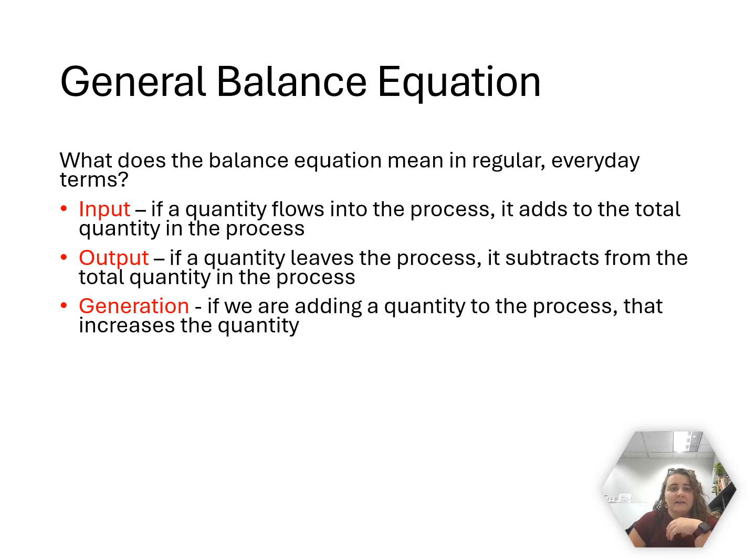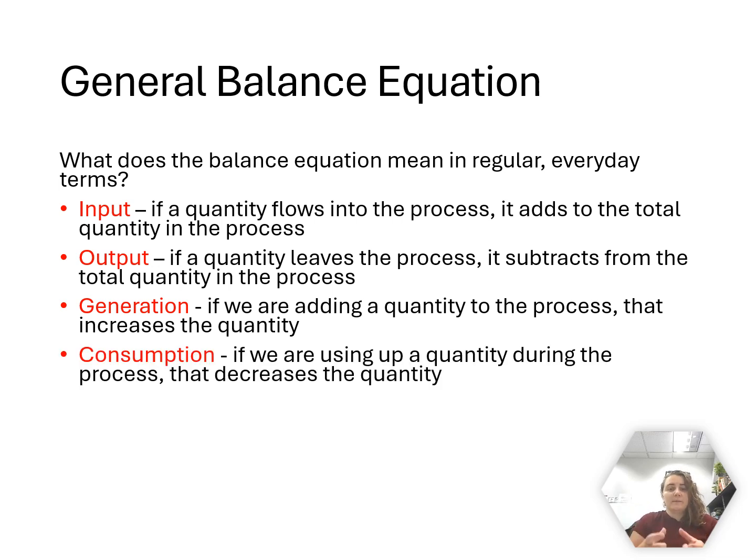Generation is if we're adding to the process, but it increases the quantity within the process. So within the reactor itself, you can think of it as generating a new species or generating something in the process. So we can add something in, but then we can also generate within, and that's what generation means. Consumption is using up a quantity during the process. So that's if we're consuming reactants in a reactor, right? And that's going to decrease the total quantity. So that's important. So that's also going to be a minus sign.